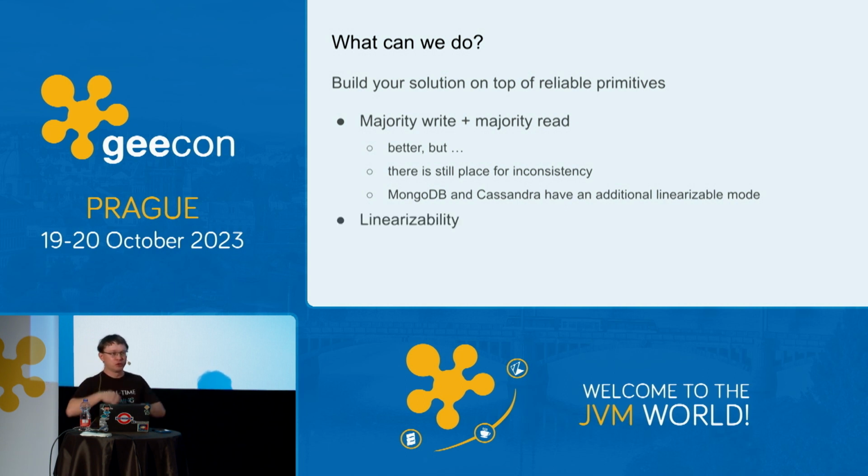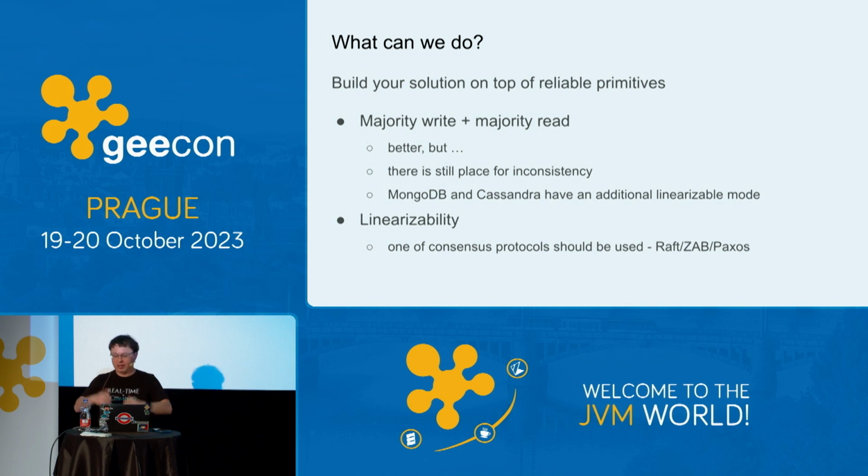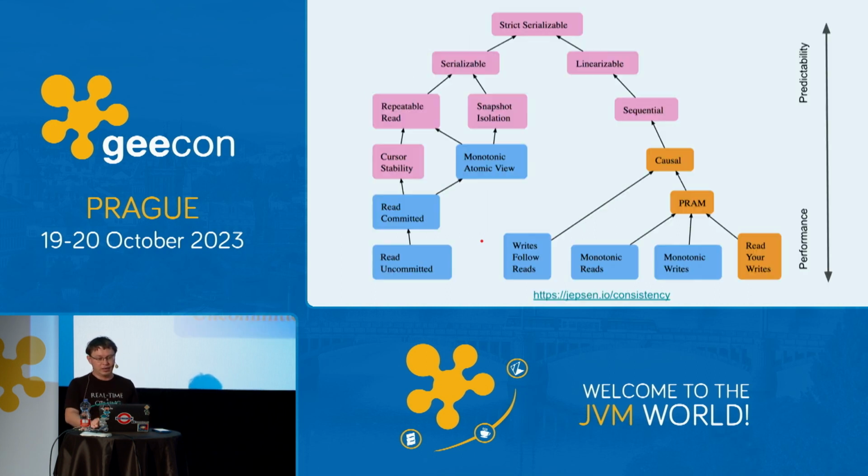So your solution should implement something that gives you linearizable guarantees. And what is it? This is one of the consensus protocols. For example, it could be Raft, maybe the most widely used at the moment, Zab, the Zookeeper protocol, or the well-known Paxos that is hard to implement. So if you would like to implement a consistent and linearizable data structure, you should definitely use one of these consensus protocols to give these guarantees.